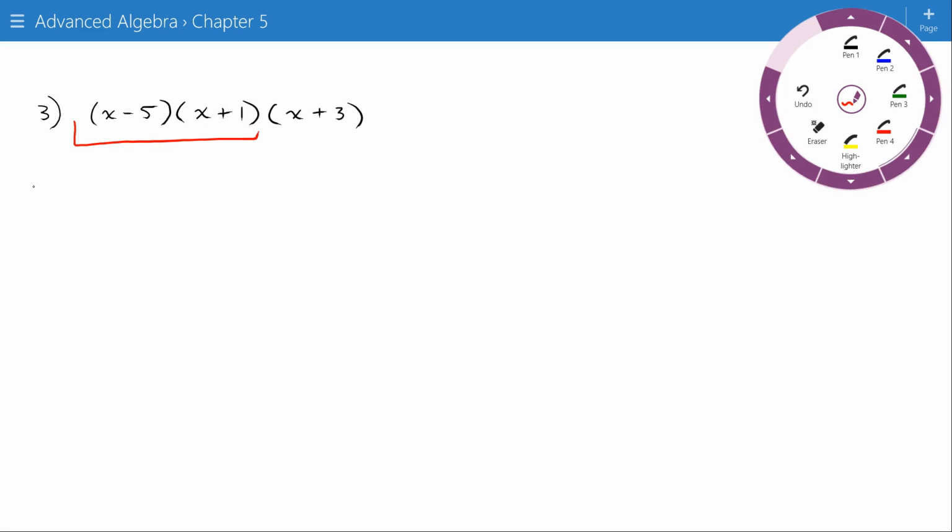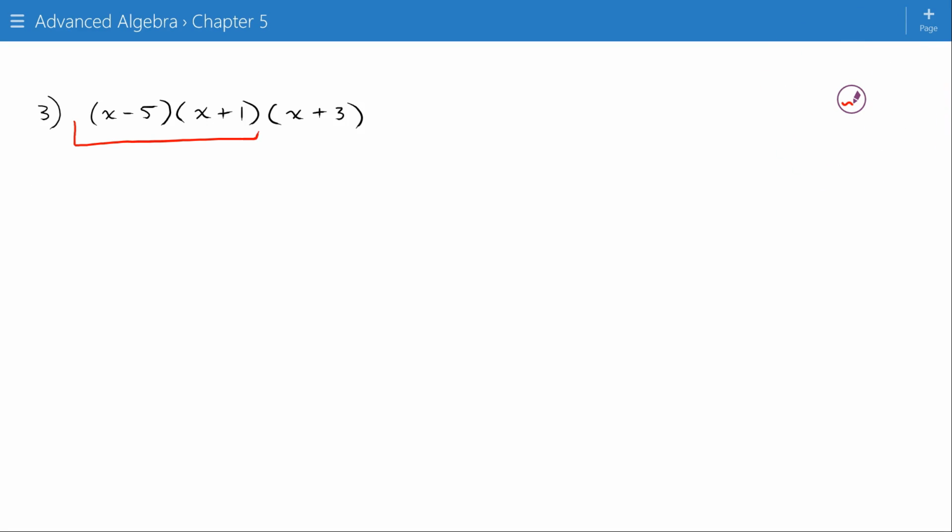So let's go ahead and run through what we're going to do. We're going to take the first two, x minus 5 and x plus 1. We're going to multiply those ones first. We're really going to pretend that x plus 3 isn't even part of the problem. We'll come back to it later.